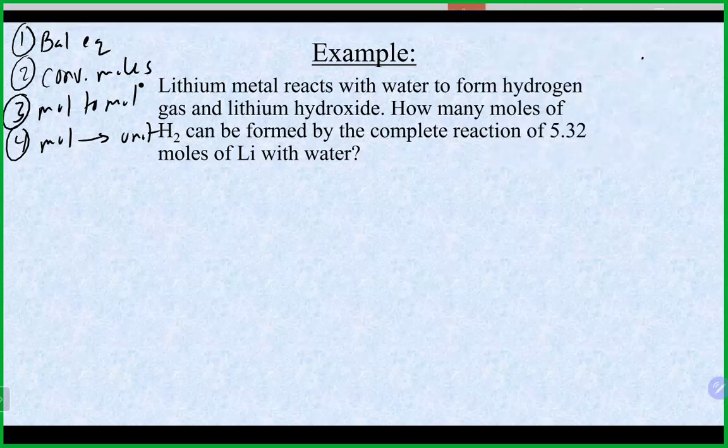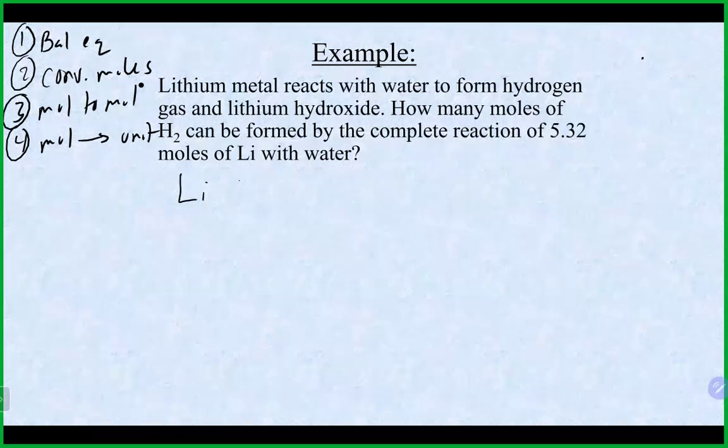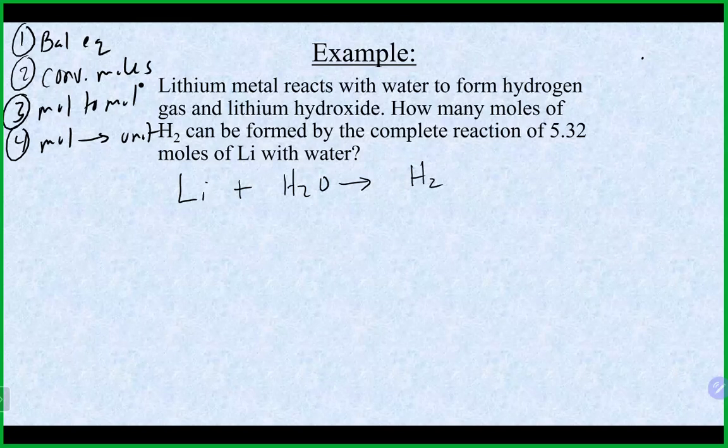Okay, so let's take a look at this. So in this one, we actually don't have the equation given to us. We have it all in words. So once again, a reminder, we do want to start with the right formulas. So lithium metal would be Li. React with water, which would be H2O. To form hydrogen gas, remember hydrogen gas, like nitrogen, oxygen, all those others are H2 in this case. And lithium hydroxide looks something like this.